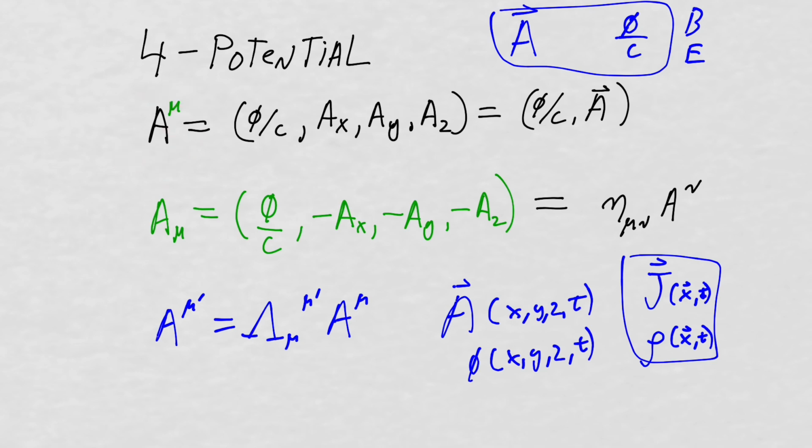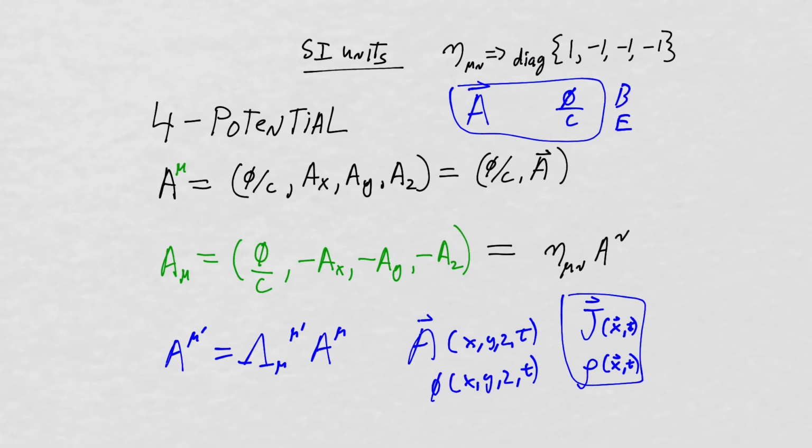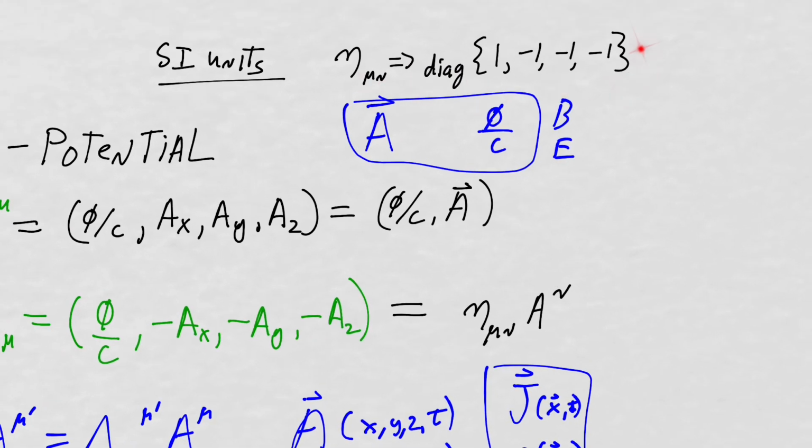Okay, so with that first step, we now need to understand that the way we're going to construct this is with 4 potential components, right? So this is the contravariant components of the vector 4 potential. These are the covariant components of the vector 4 potential. And these minus signs are introduced because we are assuming a mostly minus metric for our work.